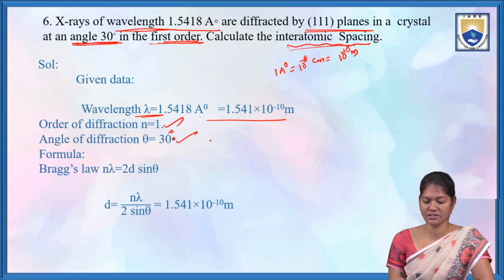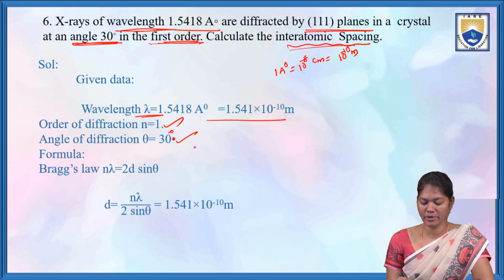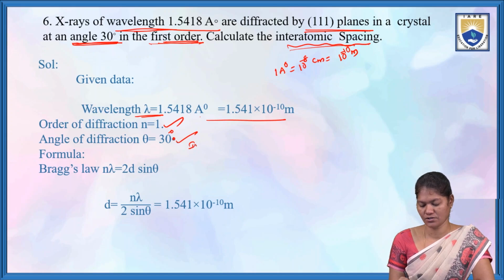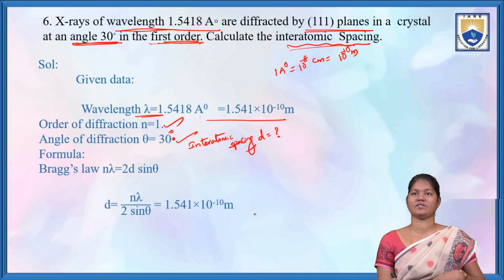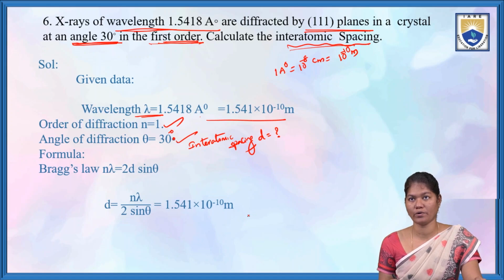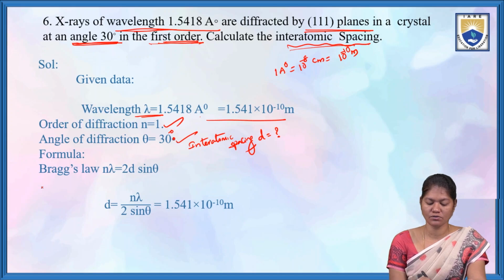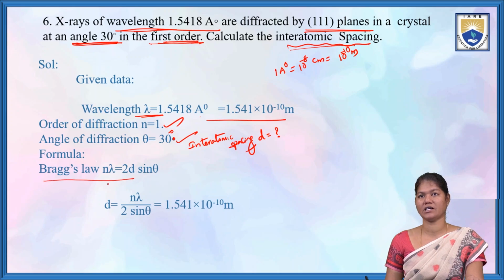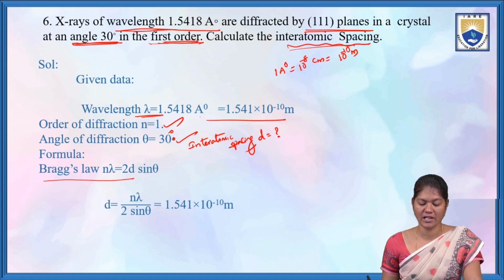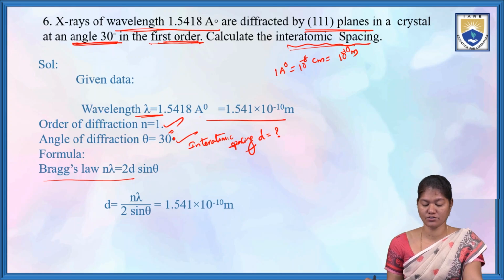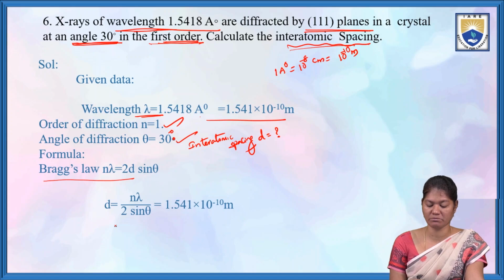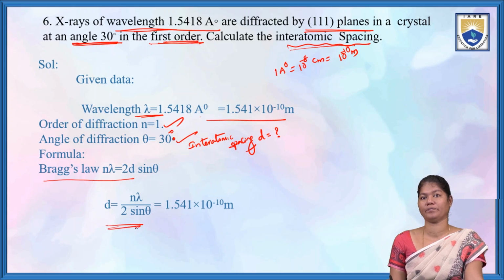So we need to calculate the interatomic spacing d. From Bragg's law we can calculate the interatomic spacing. So n lambda is equal to 2d sine theta. From this, d is equal to n lambda by 2 sine theta.